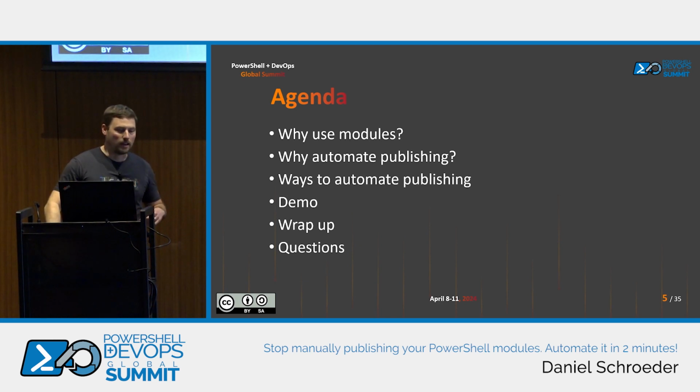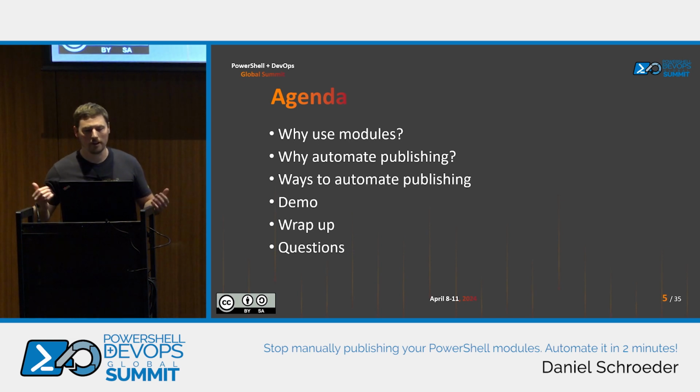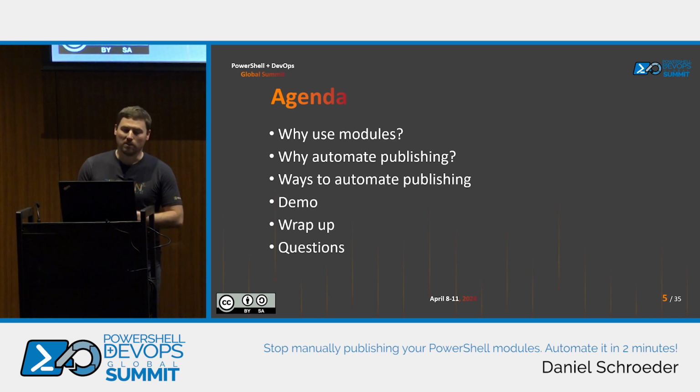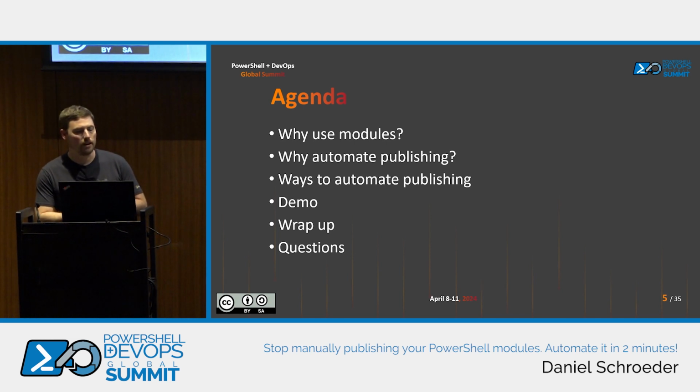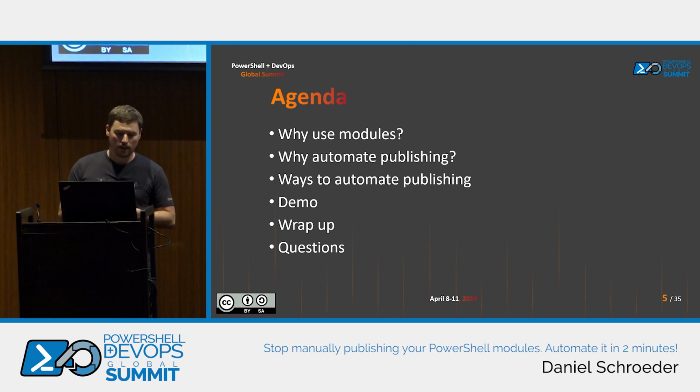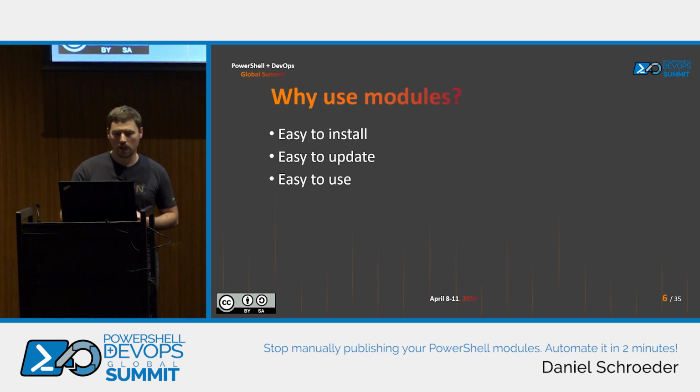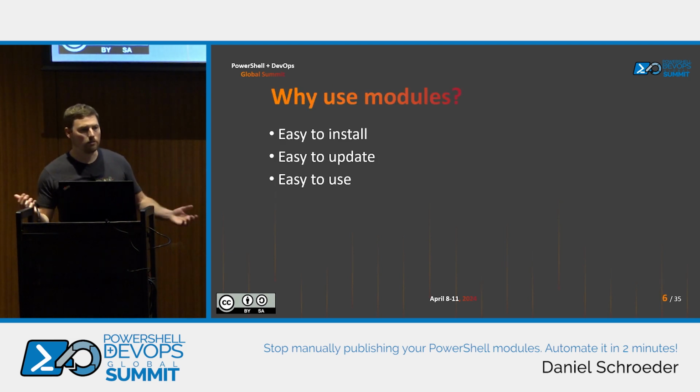Before we talk about automating publishing of our modules, we should talk about why we even use modules to begin with. Why would we want them? Why not just use scripts? After that, we're going to talk about why you would want to automate it. What's wrong with manually publishing it? Then we'll look at different ways to automate the publishing of our modules. From there, I'll give a demo and a quick wrap up, and then take any questions if there's time at the end.